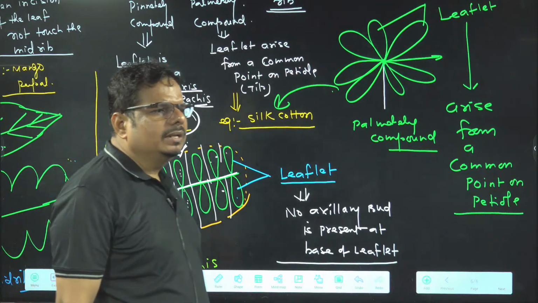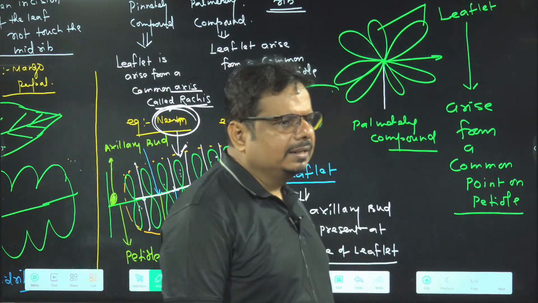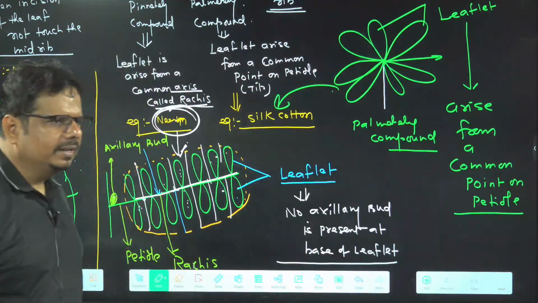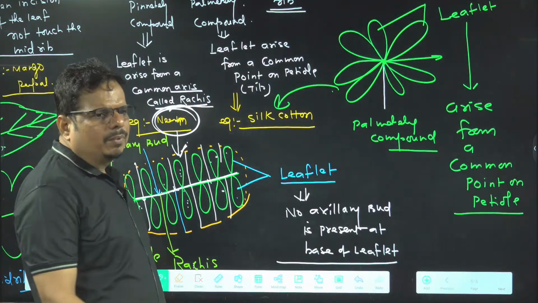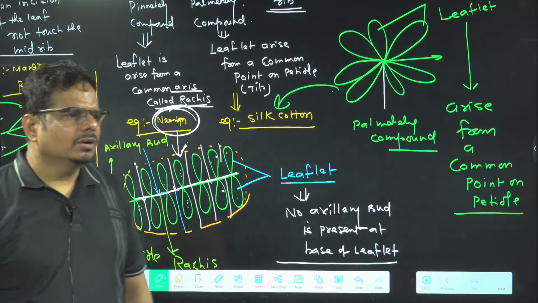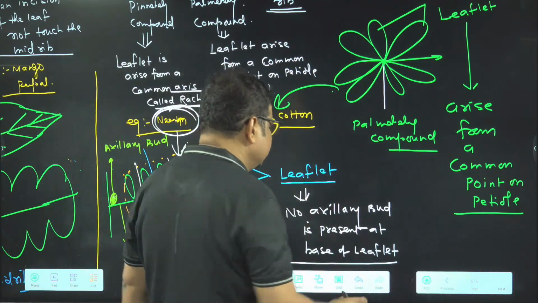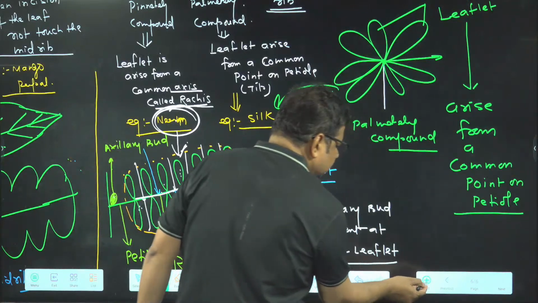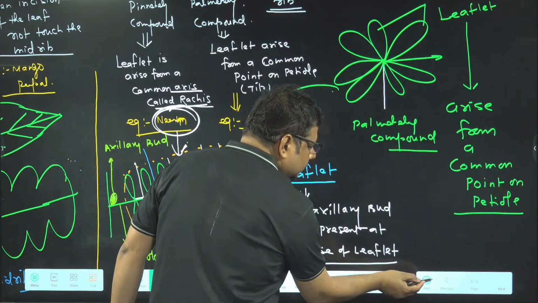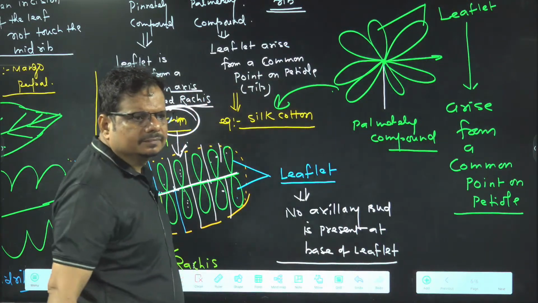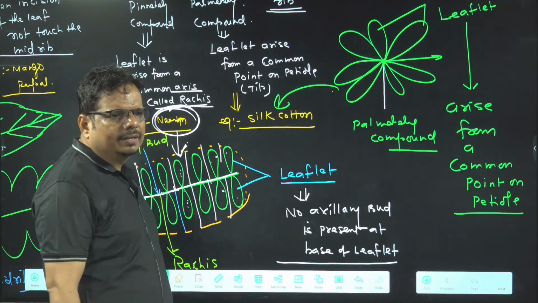Now we are going to deal with the venation of leaf. After that we will deal with phyllotaxy of leaf. Is it clear? So types of leaf are over. Then we will talk about venation. Sorry, venation is over. Phyllotaxy we will discuss. Have a look.